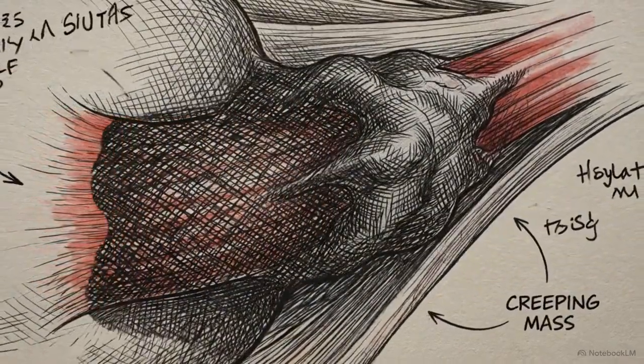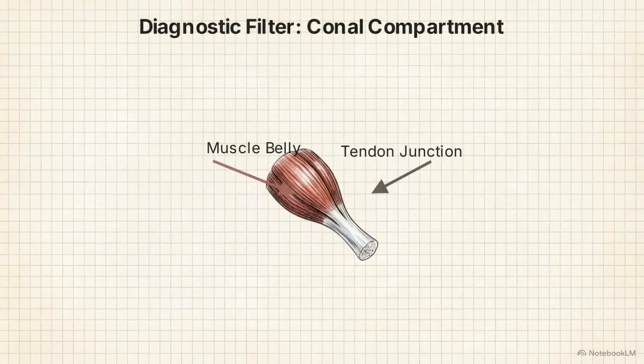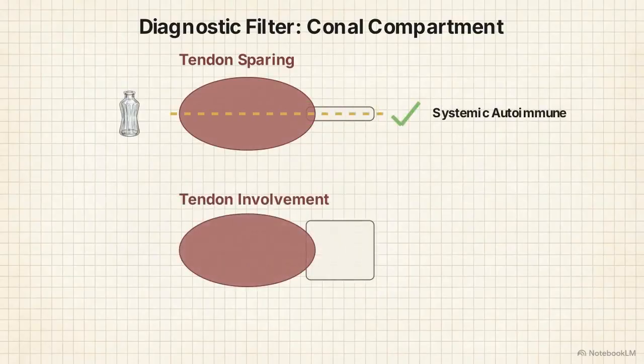However, we must consider a wildcard scenario: severe extraocular muscle enlargement that presents with absolutely zero clinical pain. These axial MRI scans show an infiltrative mass. When you see painless, unilateral muscle enlargement coupled with heavily restricted diffusion on ADC maps, it indicates a neoplastic cause, such as lymphoma or metastases. In the conal space, tracing the inflammation to the exact point where muscle meets tendon separates a systemic autoimmune disease from a localized infection or malignancy.